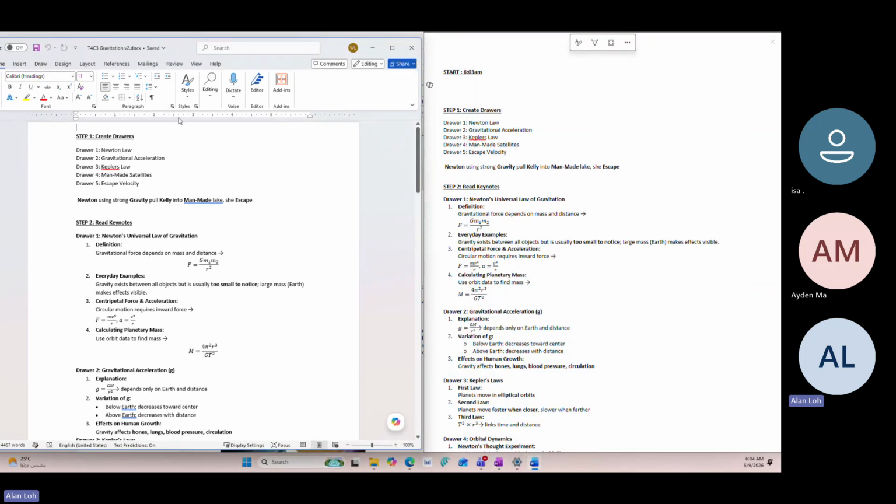Okay, let's start again. Step 1 is create drawers. We have 5 drawers over here: Newton's law, gravitational acceleration, Kepler's law, man-made satellites, and escape velocity. So if you have a pen and paper, write it down, and also write down the story, because this will help you to remember the names of the drawers in sequence. So what is the story that is helping you to remember this in sequence?